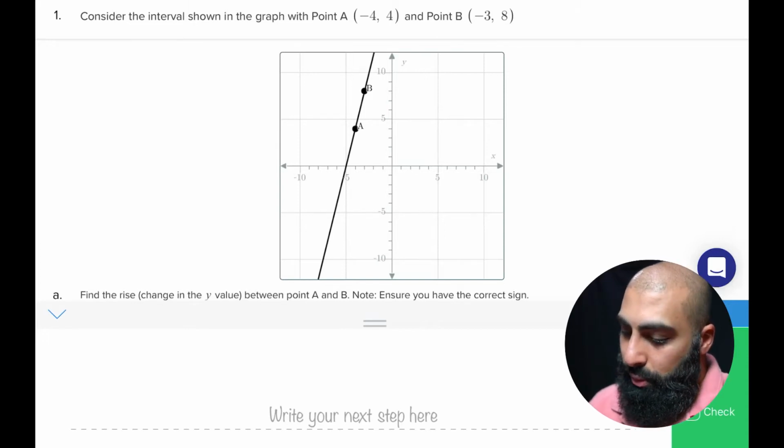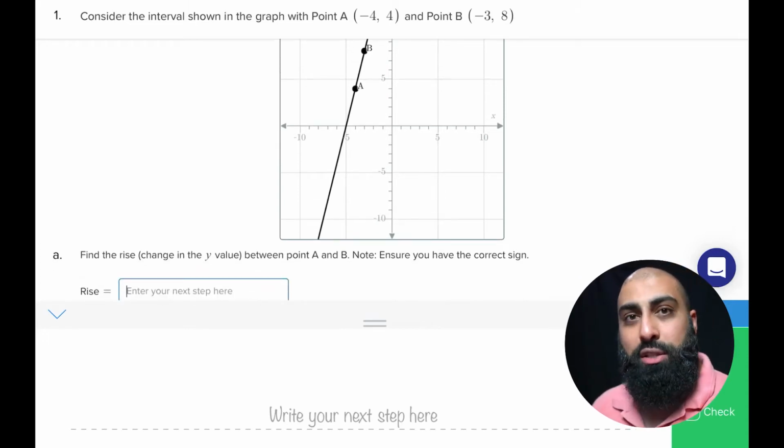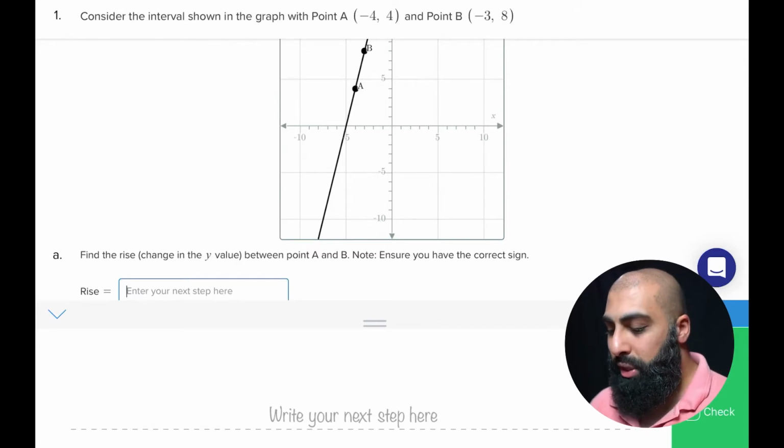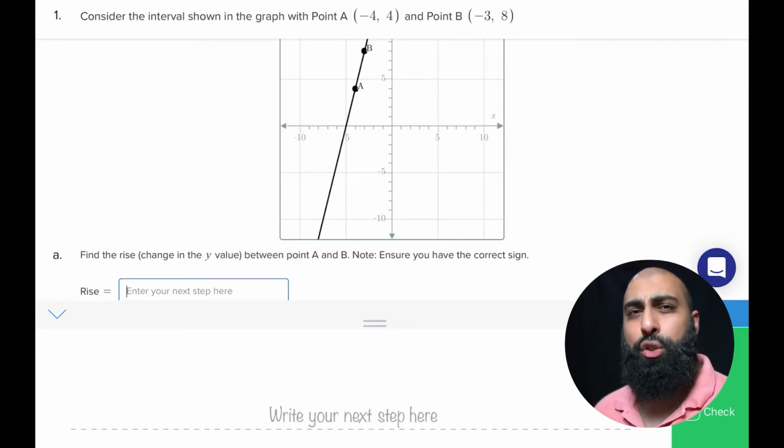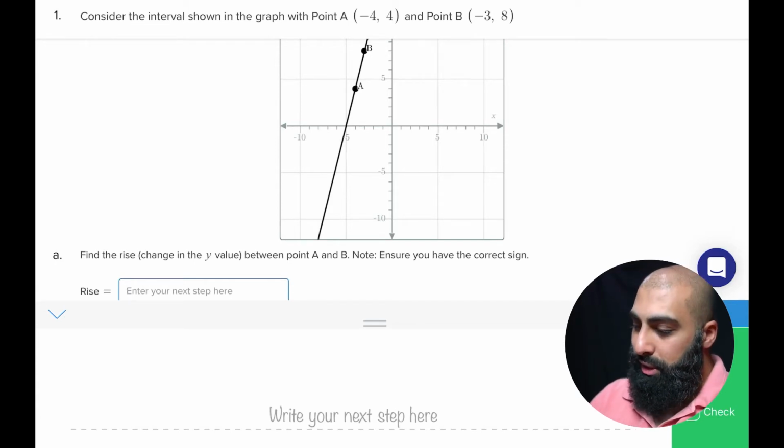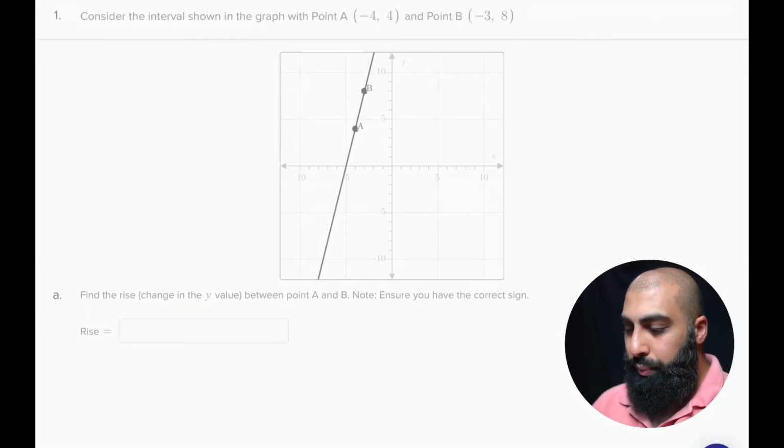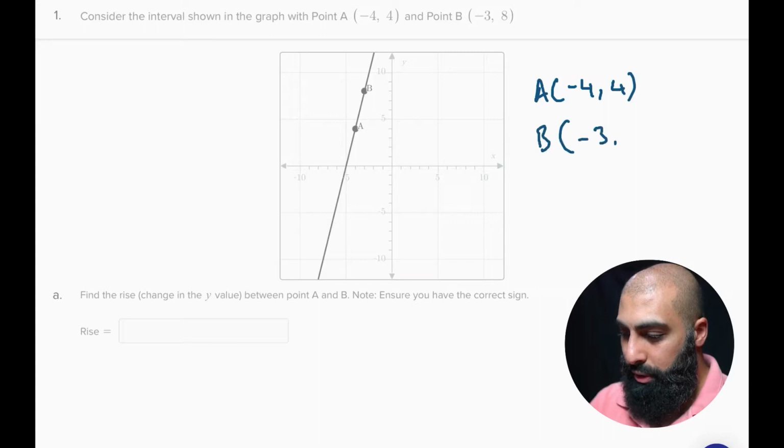In part A, we're going to find the rise, the change in the y value between points A and B, and note we're going to ensure that the signs are correct. So we're going to be looking at whether the gradient is positive or negative. Let's have a look at this graph then. So we've got the point A, which is -4, 4, and the point B, which is -3, 8.